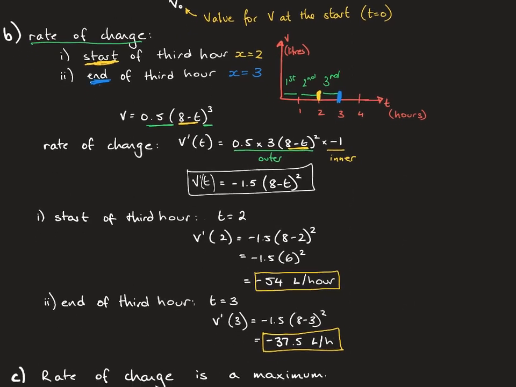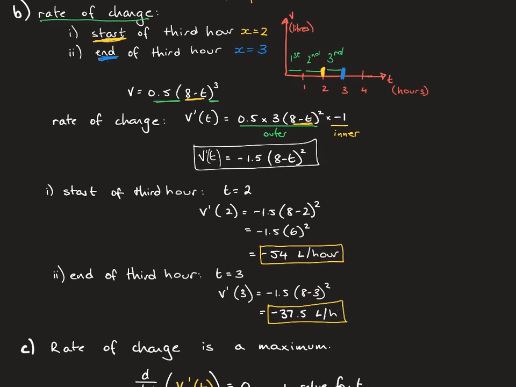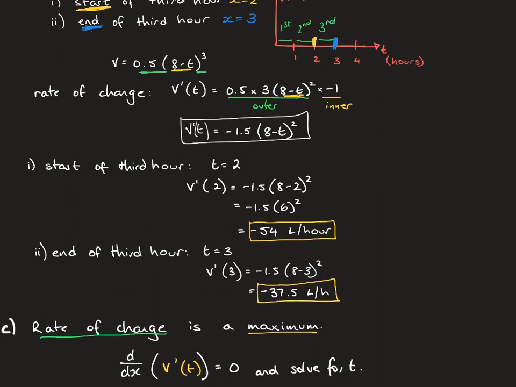And finally, part C asked us to find when the rate of change was a maximum. So what we need to do is find the derivative of our rate of change formula, and our rate of change formula is V dashed of t. To find a maximum or a minimum, you let the derivative equal to 0 and then solve it for t. Okay, hopefully you remember that from year 11.